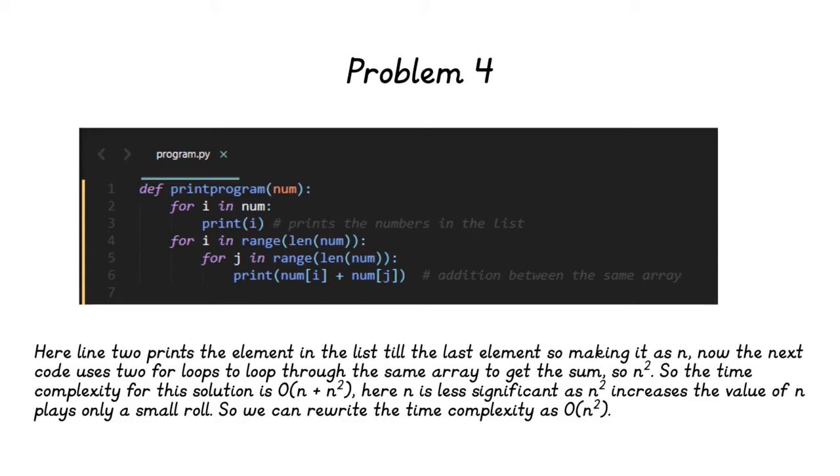Here, n is less significant. As n square increases, the value of n plays only a small role. So, we can rewrite the time complexity as big O of n square. Similarly, if time complexity is big O of n cube plus 3n square plus 2000, we can rewrite it as big O of n cube.